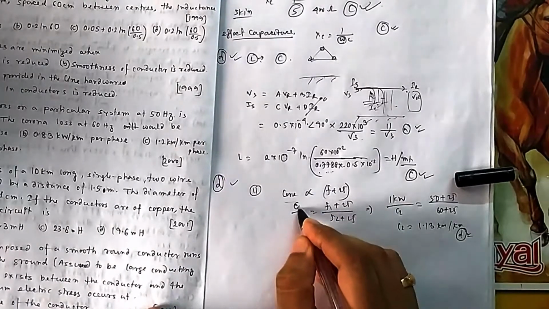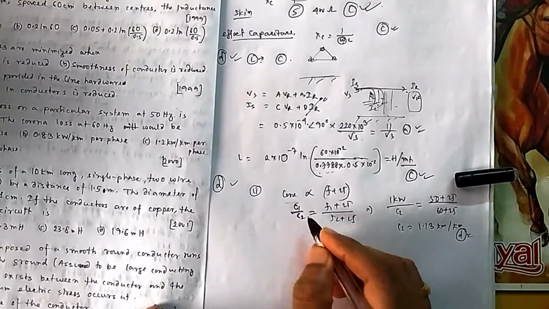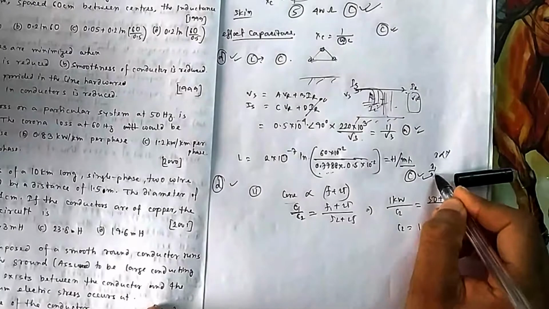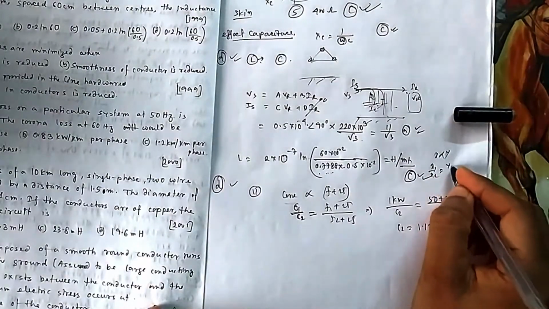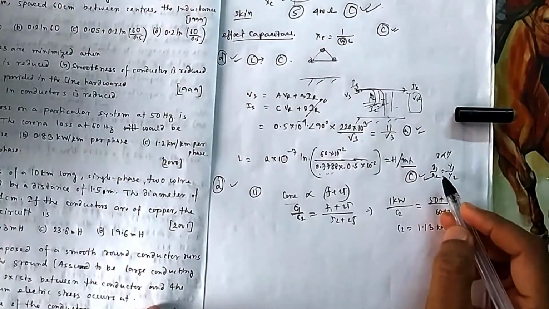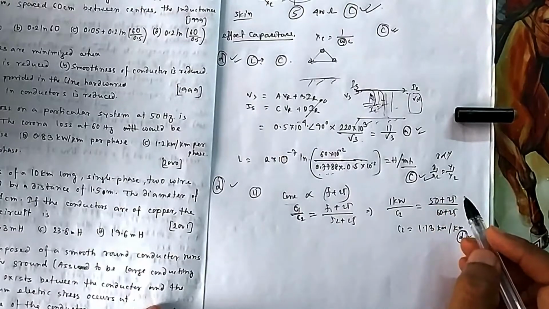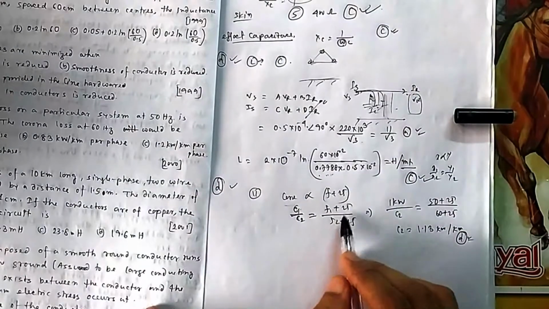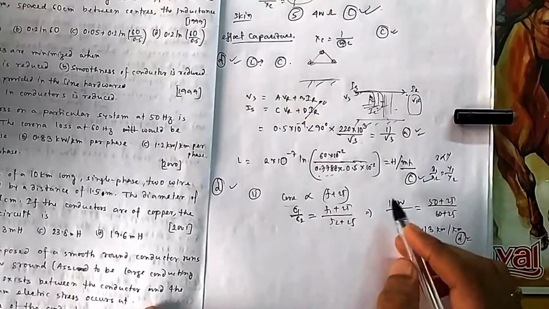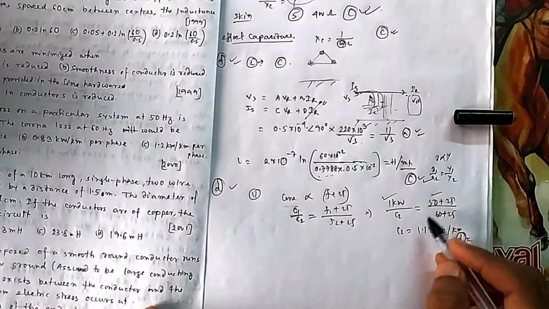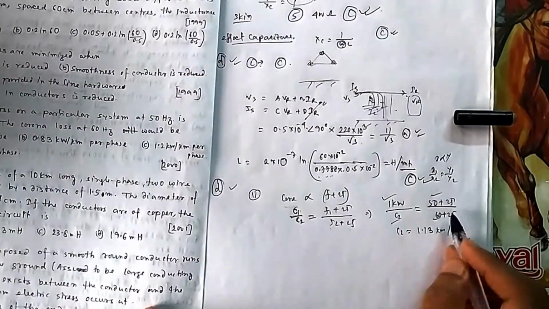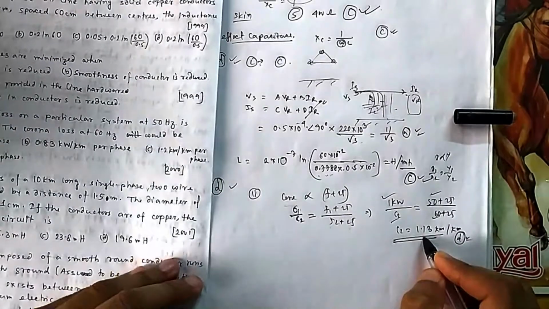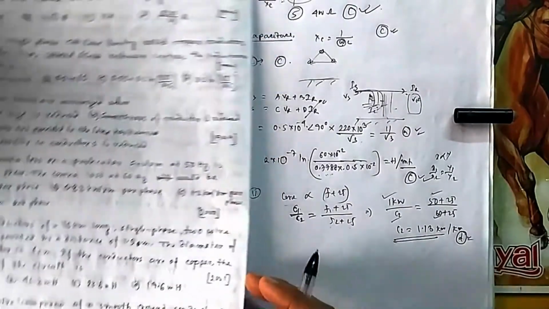So corona loss C1 by corona loss C2 will be, because it is directly proportional: if x is directly proportional to y, then we can write x1 by x2 is equal to y1 by y2. If it is inversely proportional, then x1 by x2 is equal to y2 by y1. So it is directly proportional, so C1 by C2 is equal to (f1 + 25) by (f2 + 25). Now the first case is given, C1 given, f1 given, f2 is also given. You need to find C2. Now you can do it easily. Cross multiplication, and you will get the answer 1.13 kilowatt per kilometer.